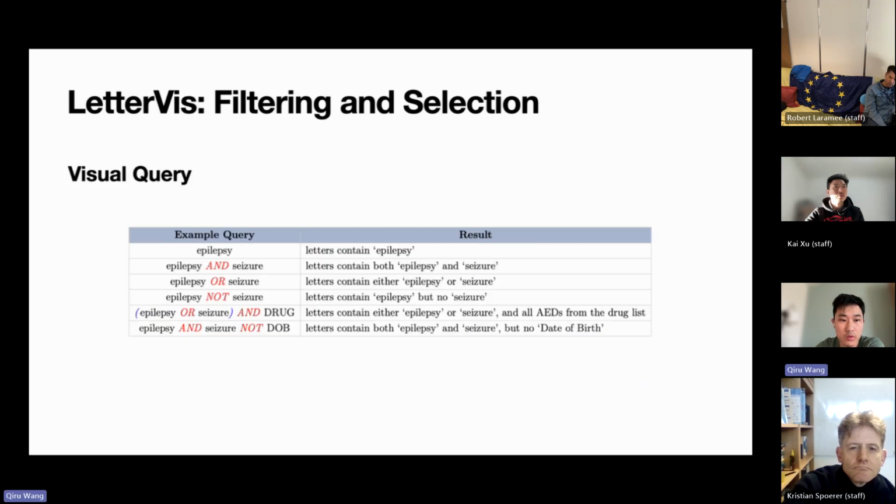Lastly, there is a visual query feature which allows users to perform complex searches across the dataset using Boolean operators and grouping symbols. This feature enables targeted exploration of the dataset, making it easier for clinicians to discover critical patterns and relationships.